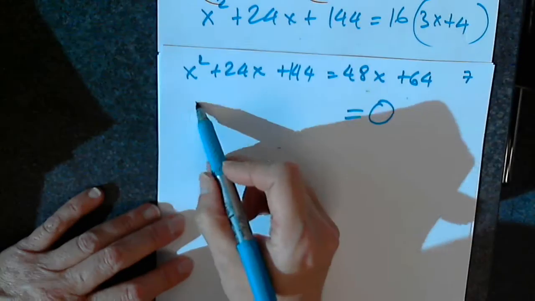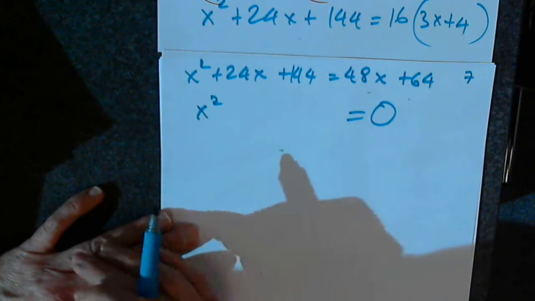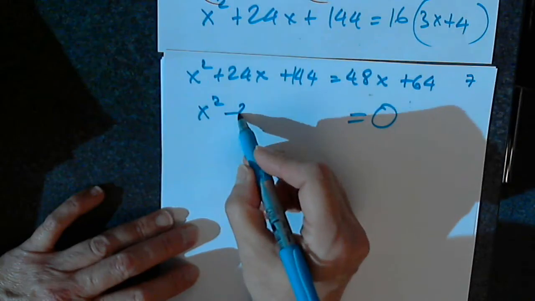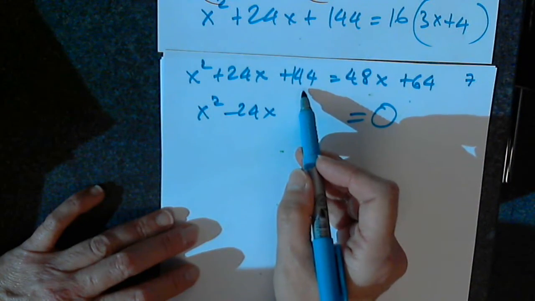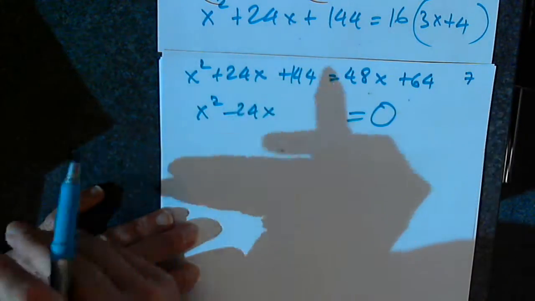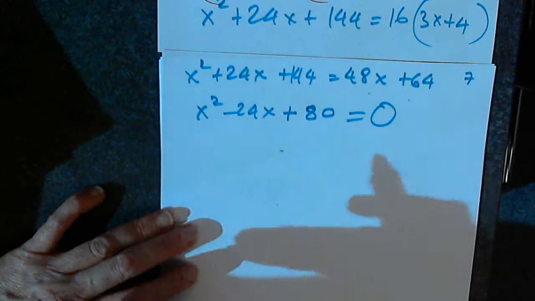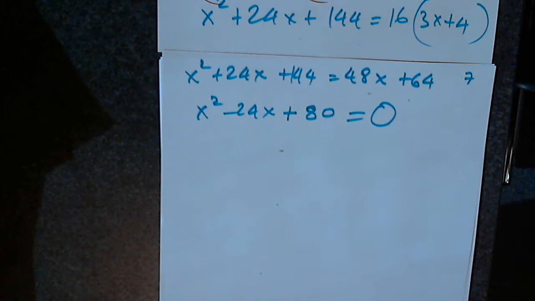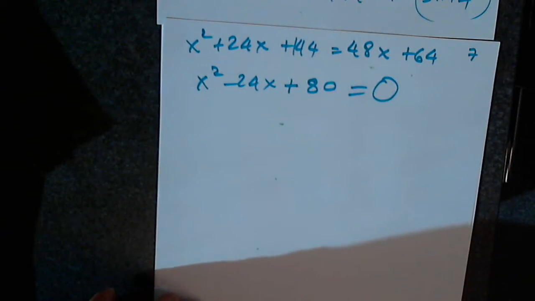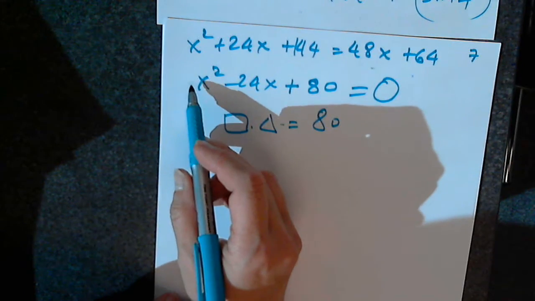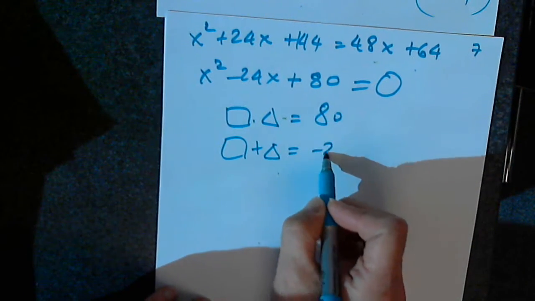so I have x squared plus 24, but I'm bringing a negative 48, negative 24x. I have 144, but I'm bringing a negative 64. Very good. Okay, now this is a little bit easier than the previous one because now the product is 80. I don't have a number in front here, it's just 1. And the sum has to be negative 24.